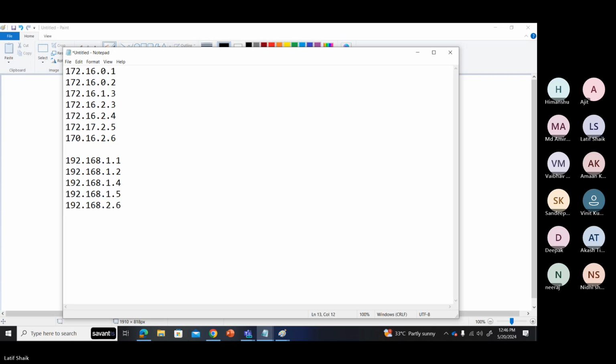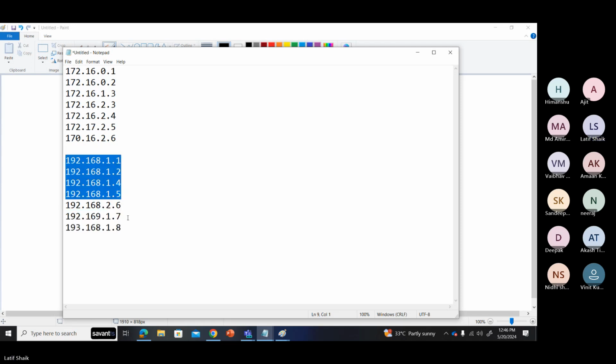192.168.2.6. This is a different network. 169.1.7. This is a different network again. Even if one of the octets differs from the others, automatically it is a different network. These three are different networks from this network.